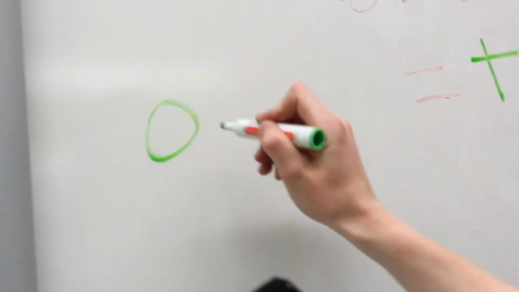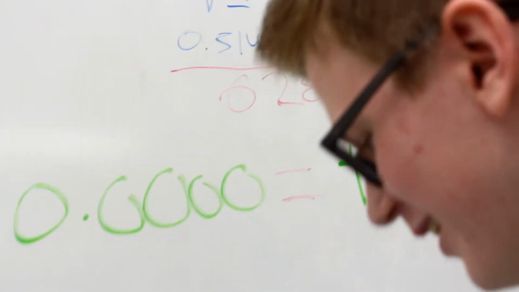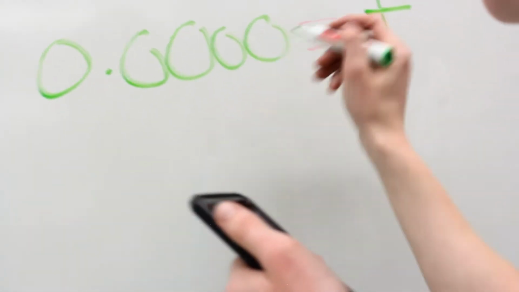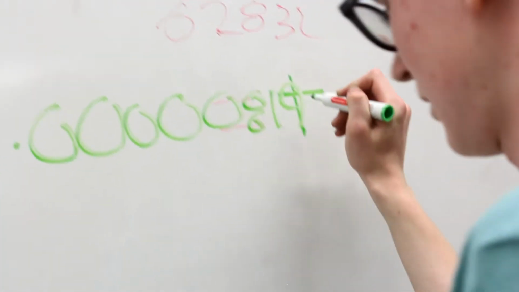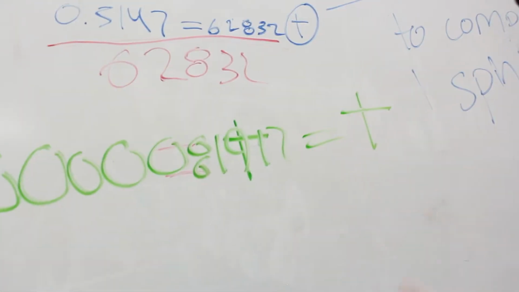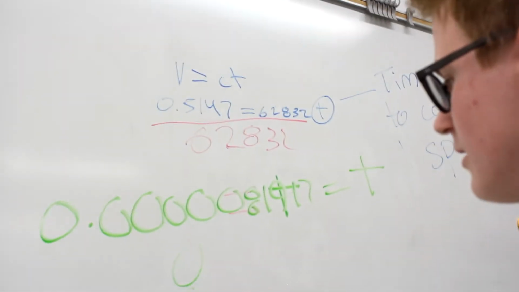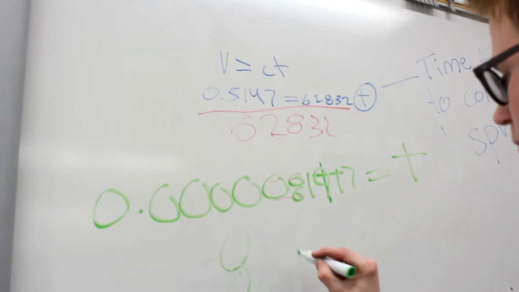Now T equals 0.00000. How many zeros is that? 1, 2, 3, 4, 5. It's 0.000008191 7. So now that equals the time. 8.19 to the power of -6. As my calculator is telling me, 8.91, this number, times 10 to the power of -6.